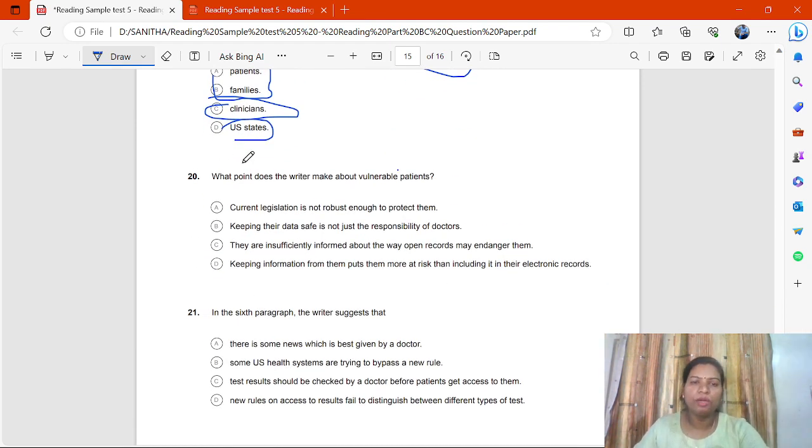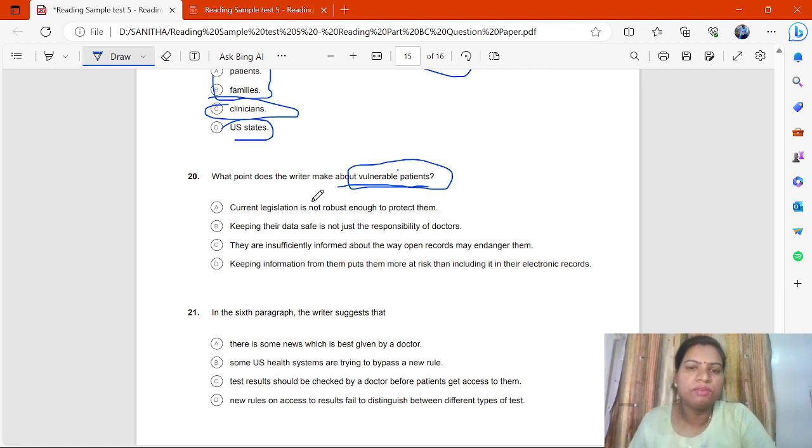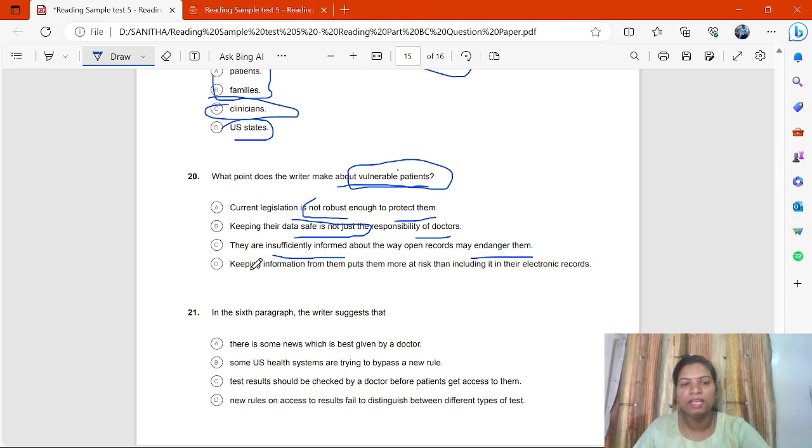Don't worry. What point does the writer make about vulnerable patients? Read the question, understand the meaning, then come to the options, read the options and underline the keywords. Current legislation is not robust enough to protect them. Keeping the data safe is not just the responsibility of doctors. They are insufficiently informed about the way open records may endanger them. Keeping information from them puts them more at risk than including it in their electronic record. These are the options.